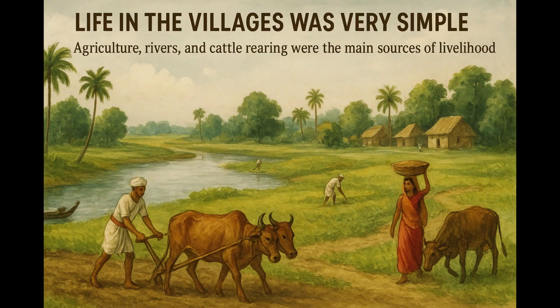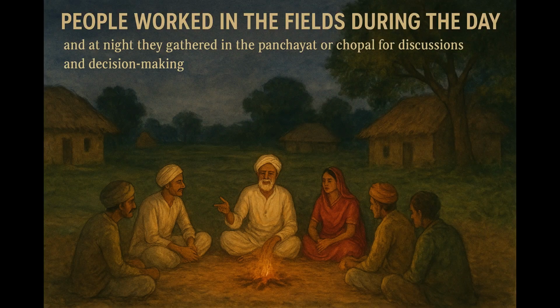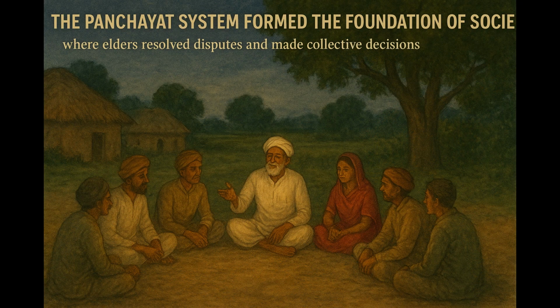Life in the villages was very simple. Agriculture, rivers, and cattle rearing were the main sources of livelihood. People worked in the fields during the day, and at night they gathered in the panchayat or shopal for discussions and decision-making. The panchayat system formed the foundation of society, where elders resolved disputes and made collective decisions.